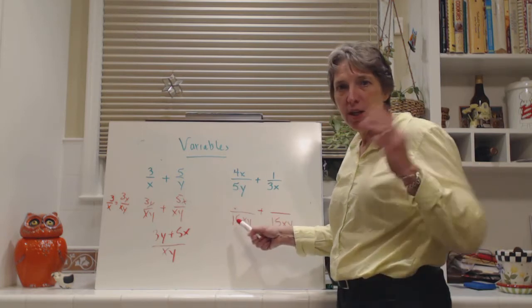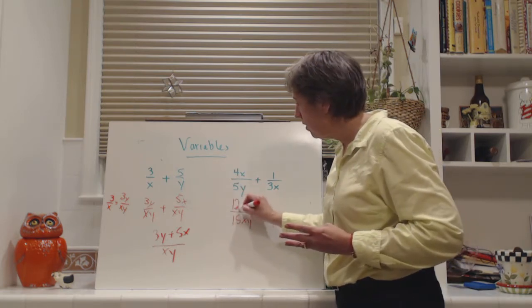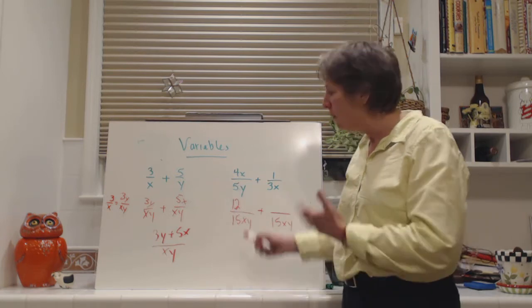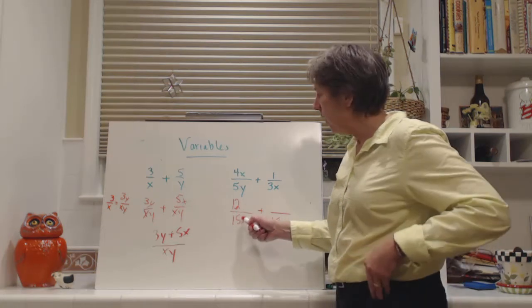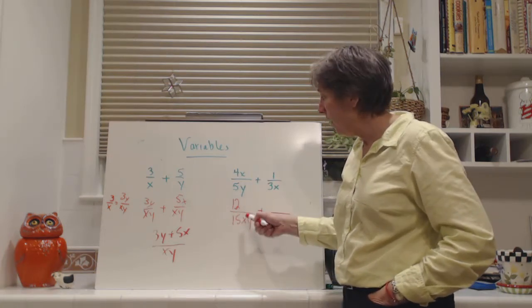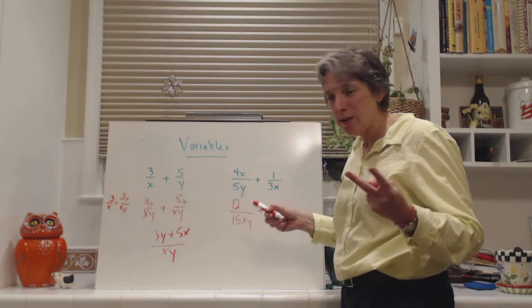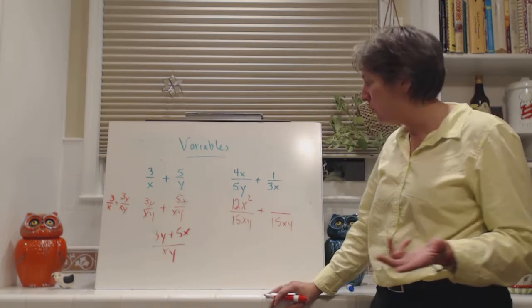5 goes into 15 3 times. So 3 times 4 is 12. Y goes into xy with what left over? What am I multiplying y by to get xy? X. So x times 4, x times x, because I'm bringing that up. Remember, 2 x's, we did that last week, is x squared. 2 x's is x squared.